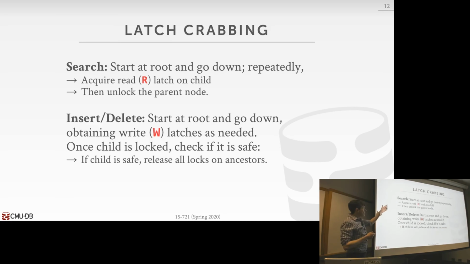Right? So for the most basic protocol for search, because we're not modifying the database, we just take latches one by one going down, and once we reach a node, we can release the latch on our parent node, because we don't need to go back. For insert and delete, again, once we know that the node we're at is considered safe, we can release all the write latches we acquired on the way down.